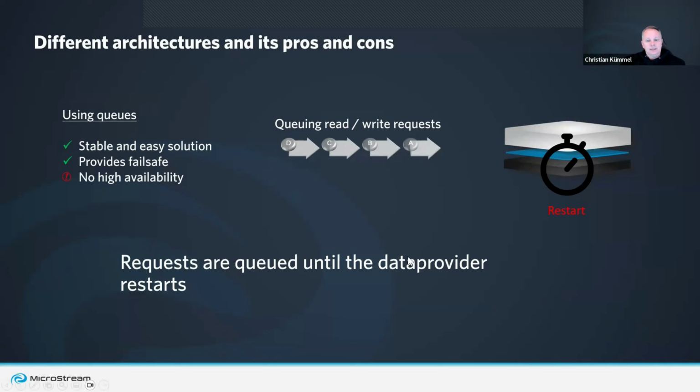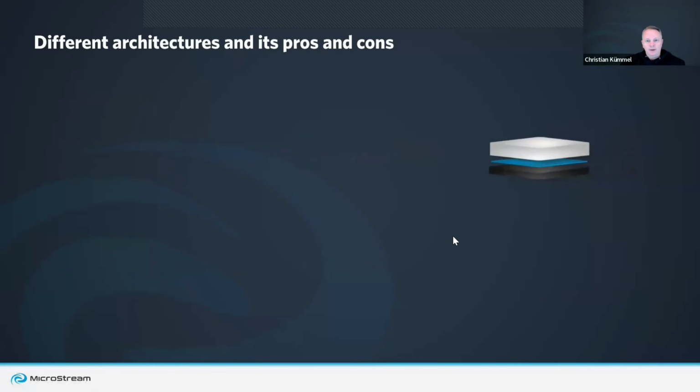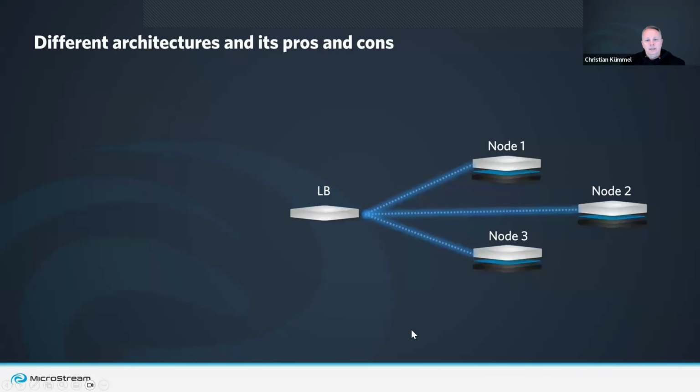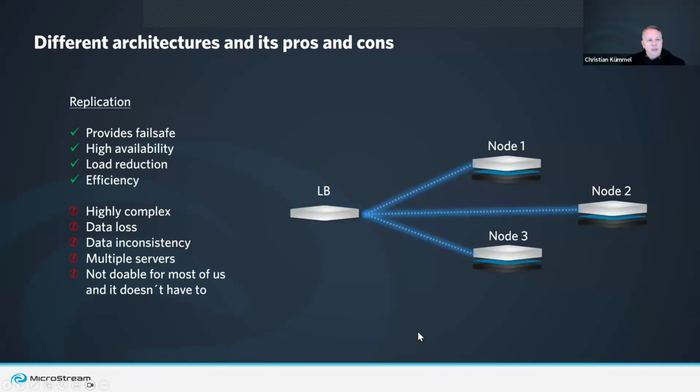And that's exactly what replication is made for. And it looks like this. Replication provides fail-safe, high availability, load reduction, efficiency, and so on. But on the other hand, it's highly complex: data loss, data inconsistency, maybe multiple servers, and it's mostly not doable for most of us. And even for me, sometimes it's quite difficult and challenging to create an architecture like this.